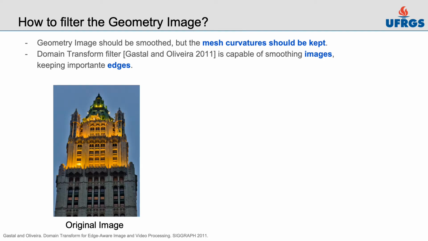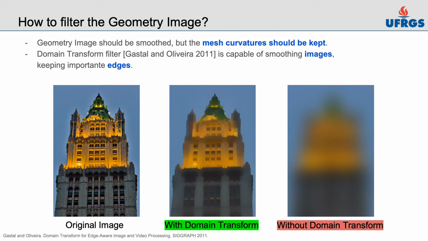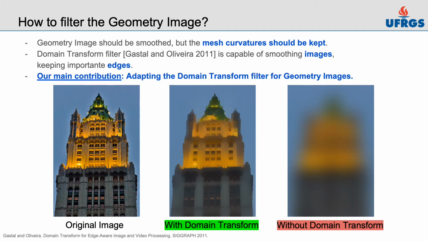As an example, consider this image. To the right, we show the result of a simple smoothing filter. In the middle, we show the result provided by the domain transform filter. You can see that the important edges are kept. The main contribution of our filter is to adapt the domain transform filter for geometry images. Note that in our case, we don't want to preserve the edges of the image. Instead, we want to preserve the curvature of the original mesh, which is represented by that image. Before continuing, let's take a deeper look at the domain transform filter.